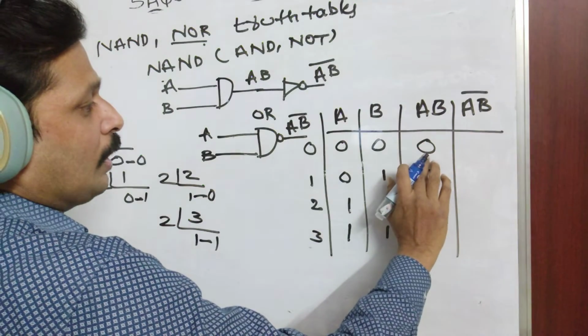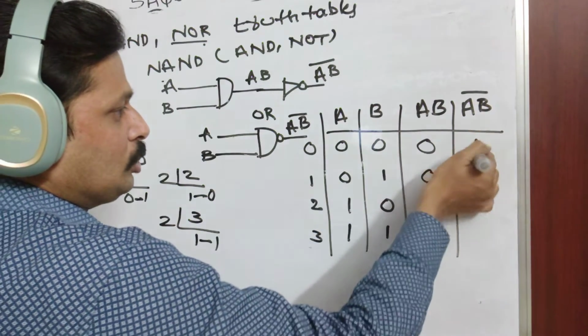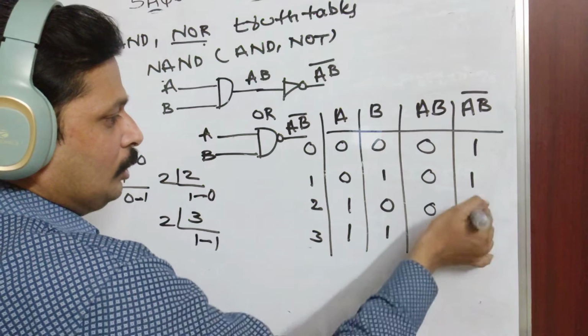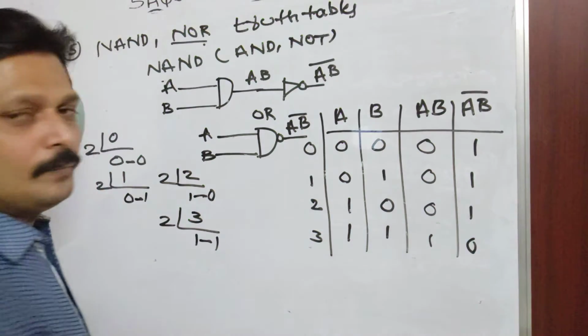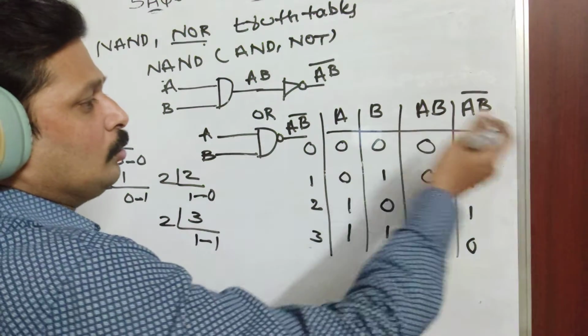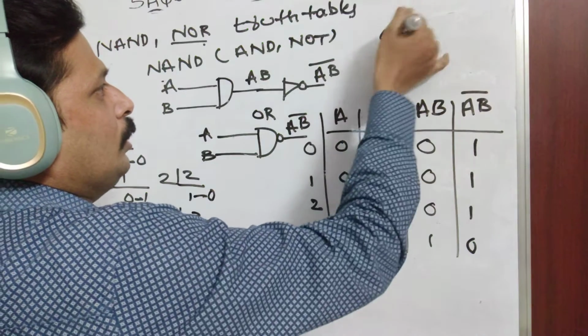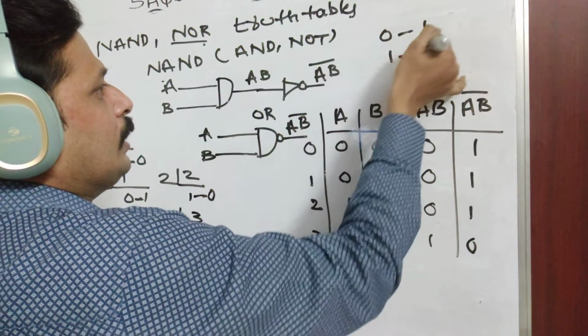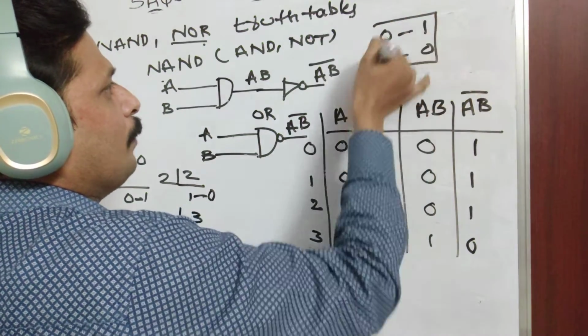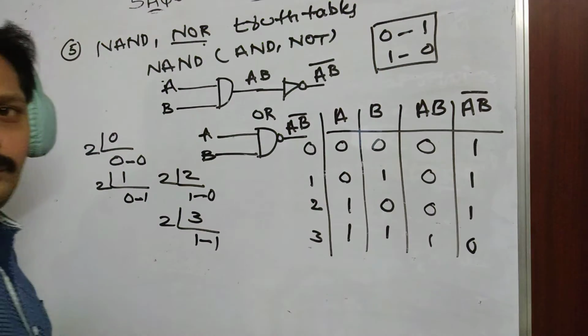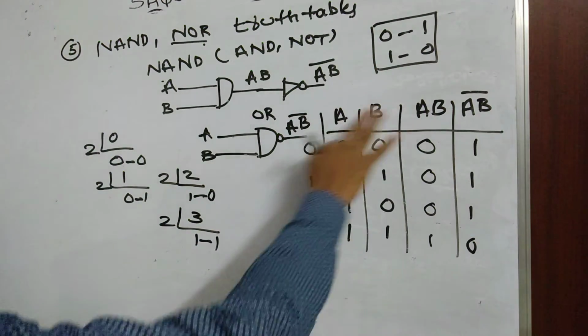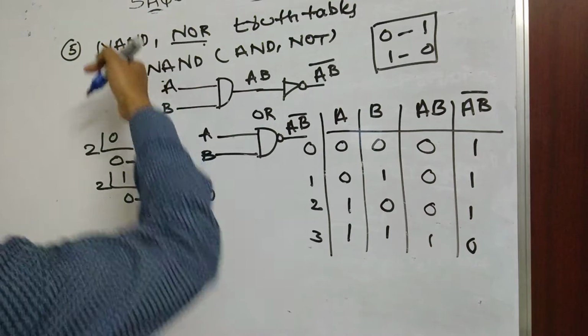AB bar means the complement of this. 0 changes to 1. 0 changes to 1. 0 changes to 1. 1 changes to 0. Complement means what? 0 to 1, 1 to 0. 0 changing to 1 and 1 changing to 0 is called complement or negation. This table is enough to represent the NAND gate.